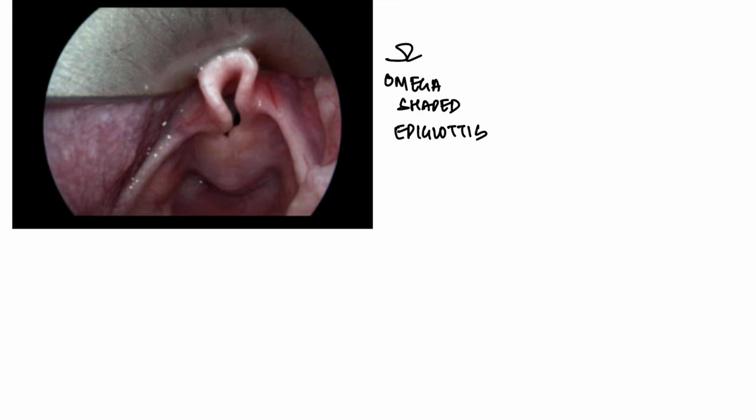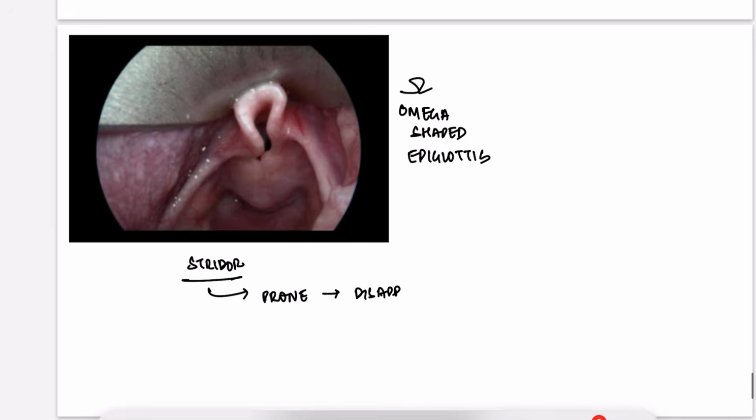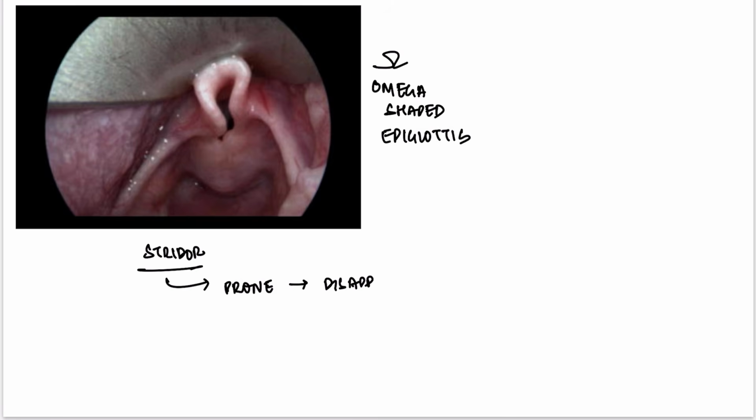So very lax. Because of this, what happens? This child has stridor. And as you put this child to the prone position, this stridor disappears. Because now this lax epiglottis falls forward, so the stridor disappears. This usually gets better on its own by 2 years of age. If it doesn't, then we go for supraglottoplasty. So this is about laryngomalacia, where there is lax epiglottis. So this is nothing but laryngomalacia.